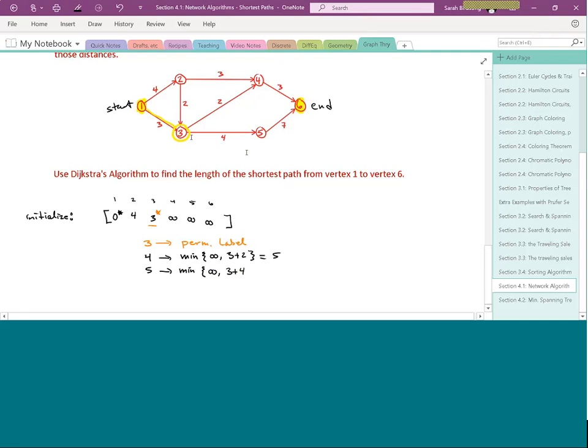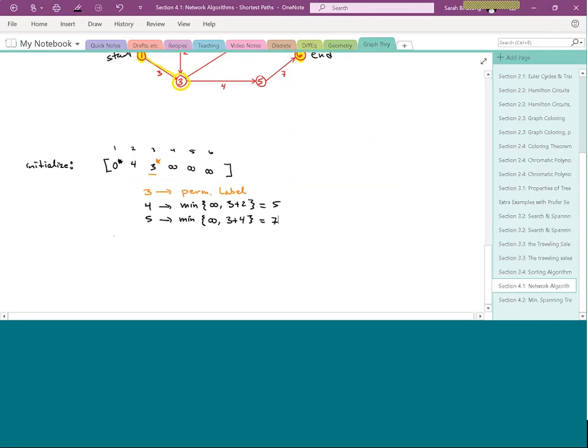So what should this answer actually be? Yep, so that should actually be 7. Now, these are new values on the labels of vertices 4 and 5, so we're going to replace the infinities with those 2 new values. So we have 0, which is permanent, 4, 3, which is permanent, and then 5, 7, and we still have an infinity at the end. And let me go ahead and label these with which vertices they're corresponding to. Okay. And then you repeat the process.